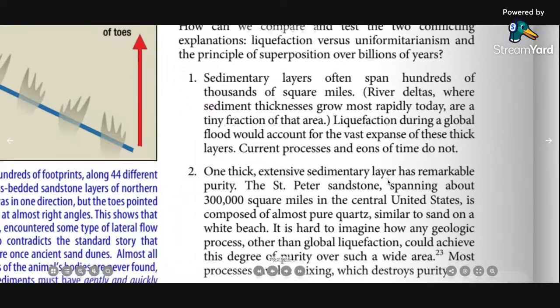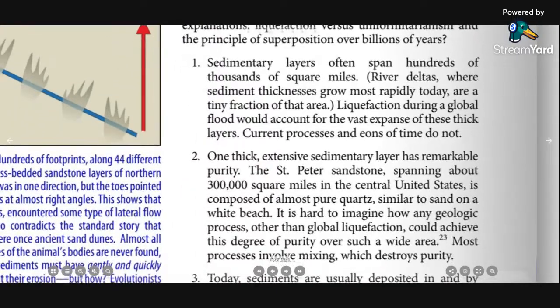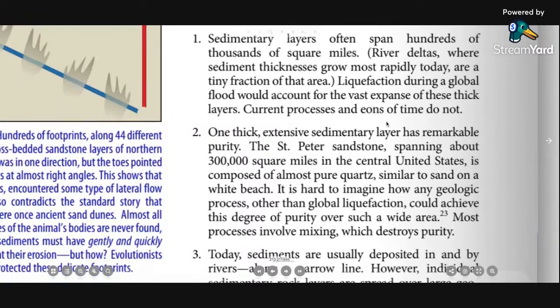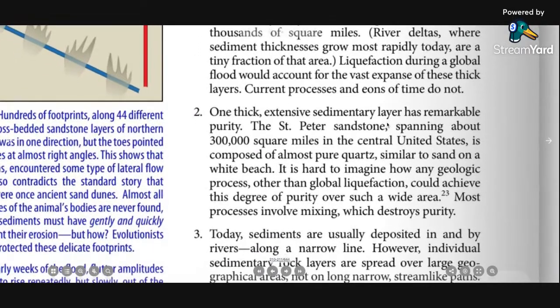Number one, sedimentary layers often span hundreds of thousands of square miles. River deltas, where sediment thickness grows most rapidly today, are a tiny fraction of that area. Liquefaction during a global flood would account for the vast expanse of those thick layers. Current processes and eons of time do not.